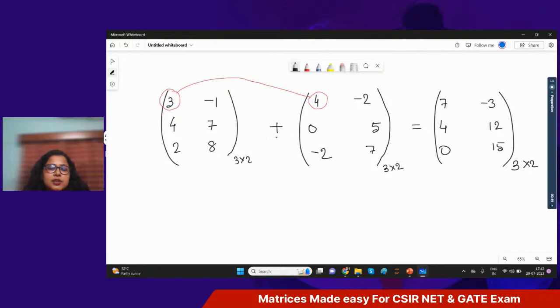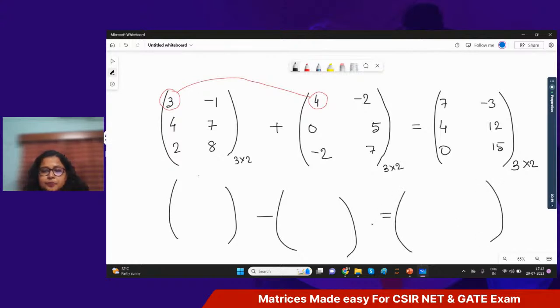So let us just take the same matrices. Let me say these are the same matrices, and we are just taking a subtraction. So the element wise subtraction will be done. So how can we do that? First, 3 minus 4 is minus 1, then minus 1 minus of minus 2. So that will be minus 1 plus 2, so that will be 1. Here 4 minus 0 is 4.